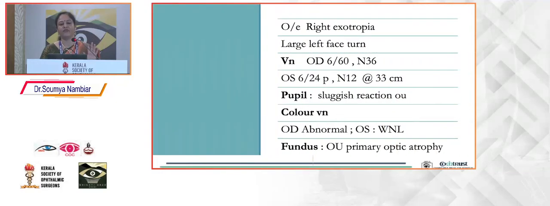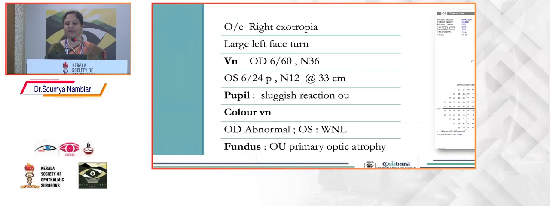And then they came here to me with a right exotropia, and there's a large left face turn in the child. On recording the vision, now the vision is 6/60 in the right eye, and in the left eye it is 6/24. Pupil, again, you can see sluggish reaction in both eyes. Color vision is normal in the left eye, and abnormal in the right eye. And fundus shows features of primary optic atrophy.